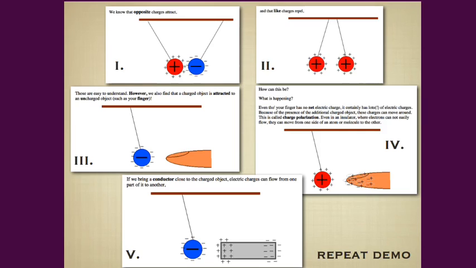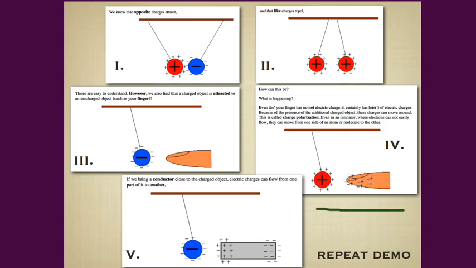So again, a single positive charge will attract to a negative charge. So a proton would attract to an electron. But also, an isolated charge, like a positive charge, can also be attracted to a neutral object, like, for example, your finger. If you held your finger near to a positively charged ball, the ball would attract to it.